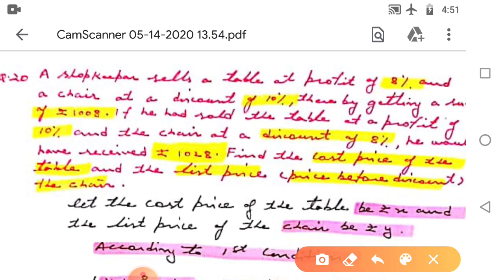The question is: a shopkeeper sells a table at a profit of 8% and a chair at a discount of 10%, thereby getting a sum of 1008 rupees. If he had sold the table at a profit of 10% and the chair at a discount of 8%, he would have received 1028 rupees. Find the cost price of the table and the list price, that is, the price before discount, of the chair.